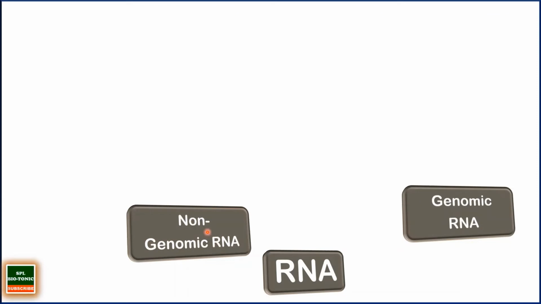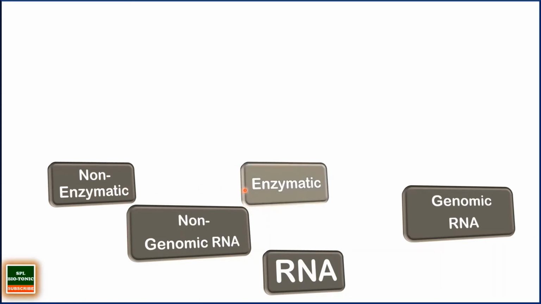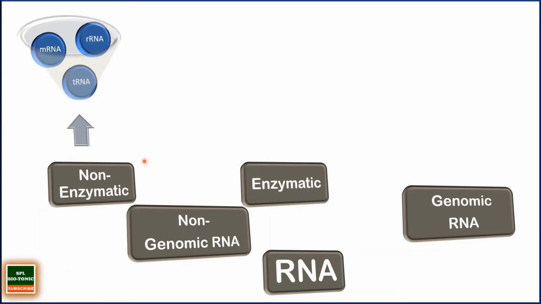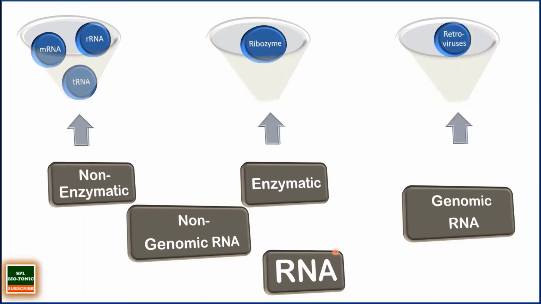Okay, now RNA is broadly divided into two main types: non-genomic RNA and genomic RNA. Now non-genomic RNA is divided into two types, non-enzymatic and enzymatic. Non-enzymatic is further divided into three main types: messenger RNA, ribosomal RNA and transfer RNA. Sometimes RNA can also act as an enzyme. The example is ribozyme. Now in most organisms, DNA is the genetic material, but in some retroviruses, RNA can also act as genetic material. So here RNAs are broadly divided into non-genomic and genomic. A genomic example is retroviruses.